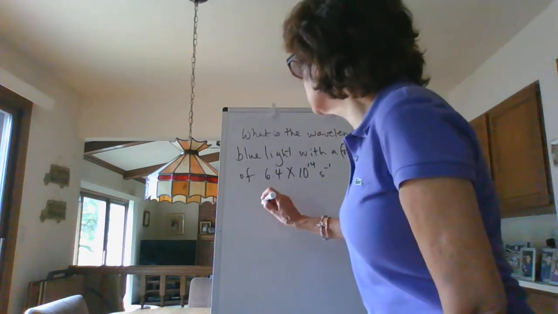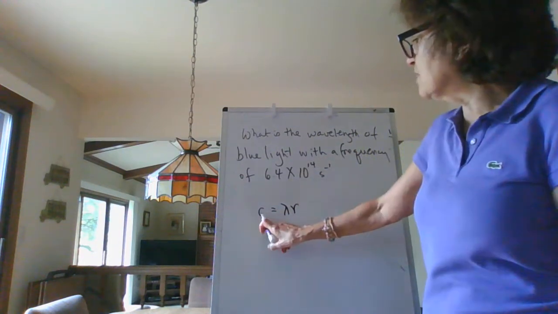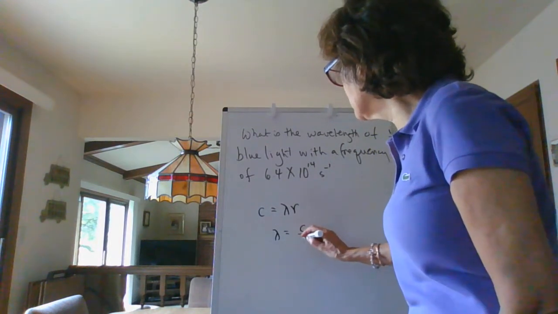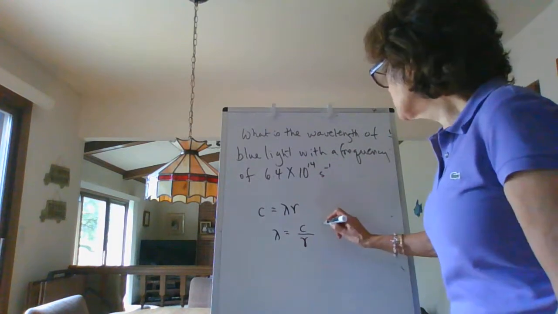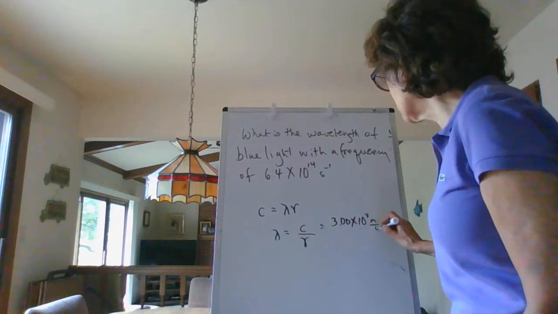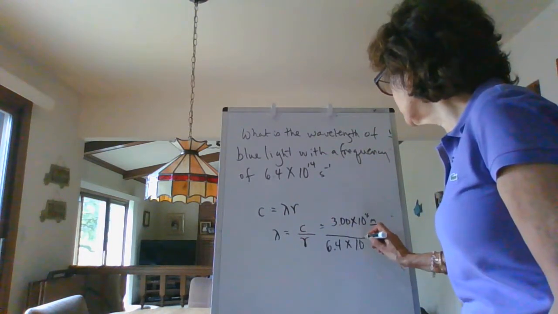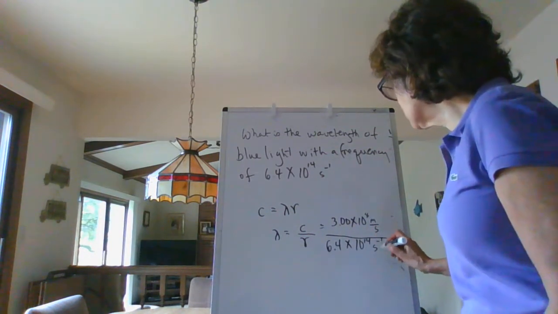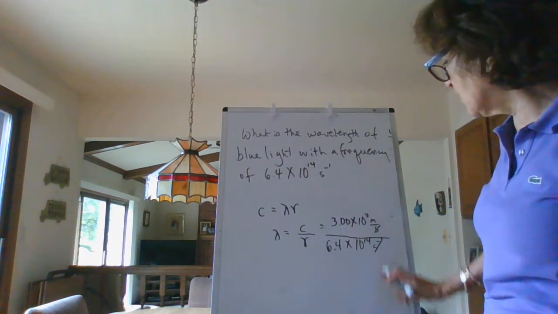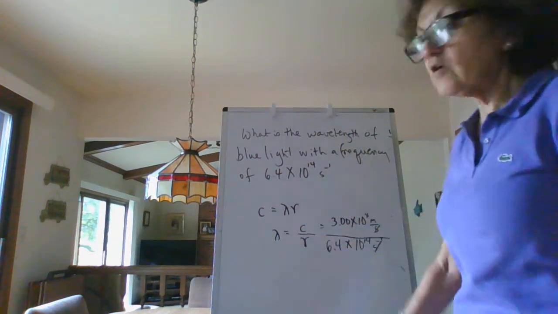All right, so we know that c is equal to lambda nu. I have nu and I have c. I can find lambda. So lambda would be equal to speed of light divided by nu. Speed of light is 3.00 times 10 to the 8th meters per second. Nu is 6.4 times 10 to the 14th second to the minus 1. So this is per second. The seconds will cancel because this is denominator of the denominator. You cancel this. And you end up with the units of meter.